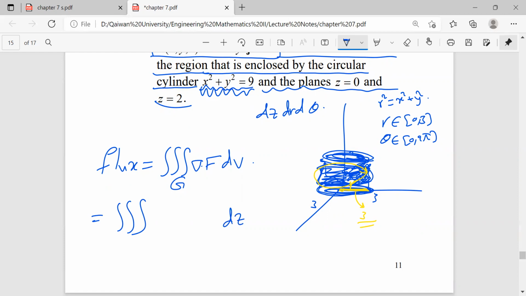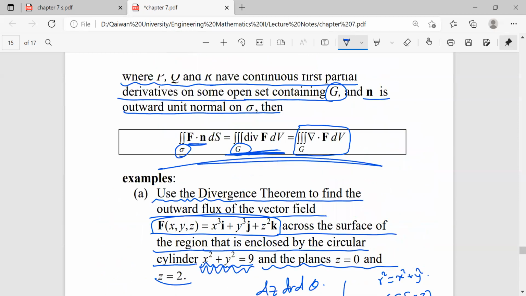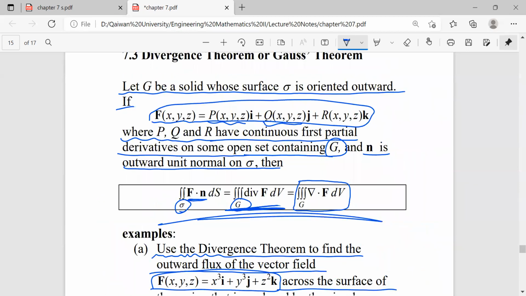What are the limits of z? It's given. Z belongs to 0 to 2. Then dr. R is from 0 to 3. We found it. And theta is from 0 to 2 pi. So dr, d theta. For which function? The function is the gradient dotted with the vector field.